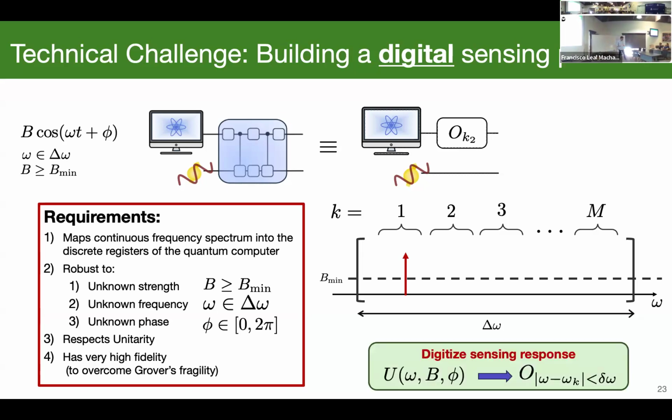And so, if nothing else, you should think that the key aspect is that we're effectively building a digital response. We're taking a unitary that depends continuously on many parameters, and we're trying to map it onto a discrete unitary that responds. For the experimentalists, we're trying to build an analog to digital converter for quantum computers.